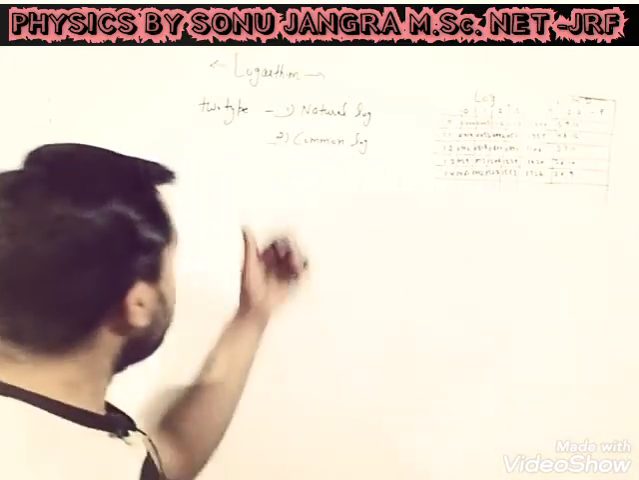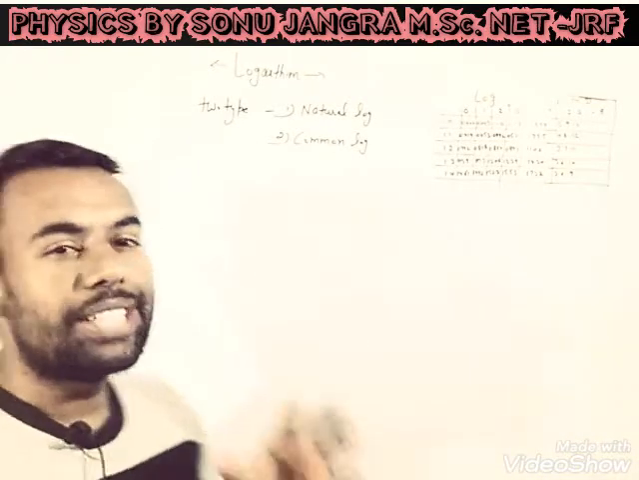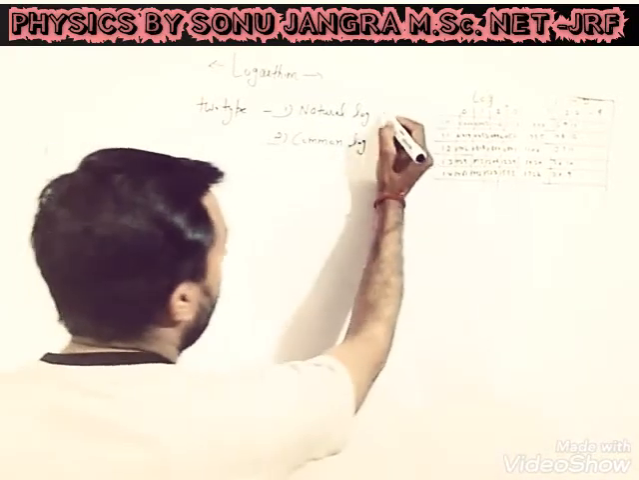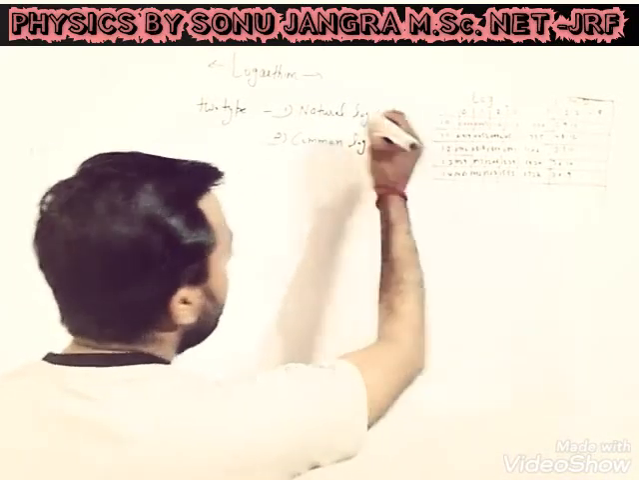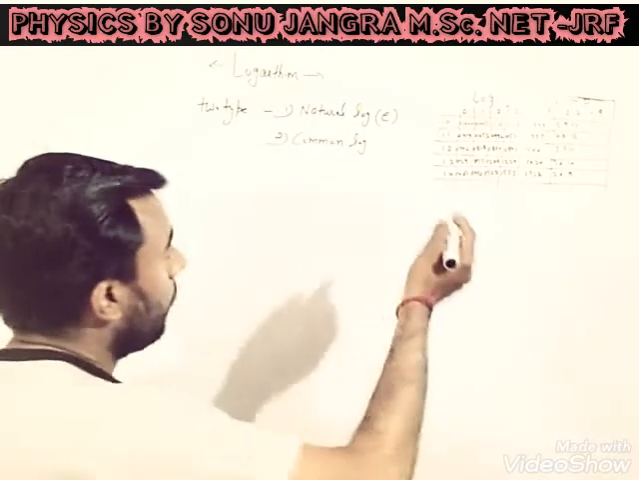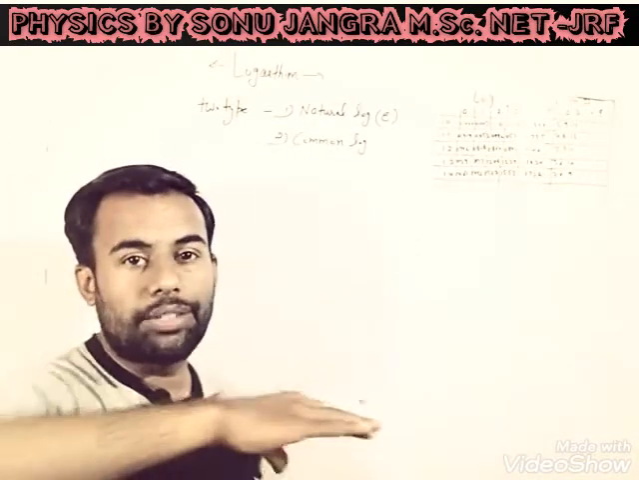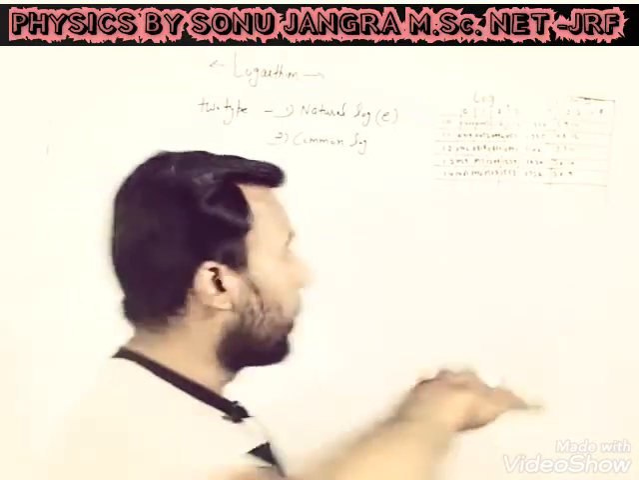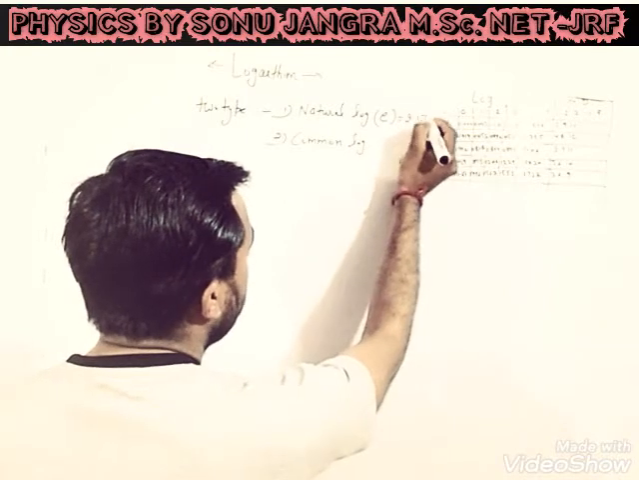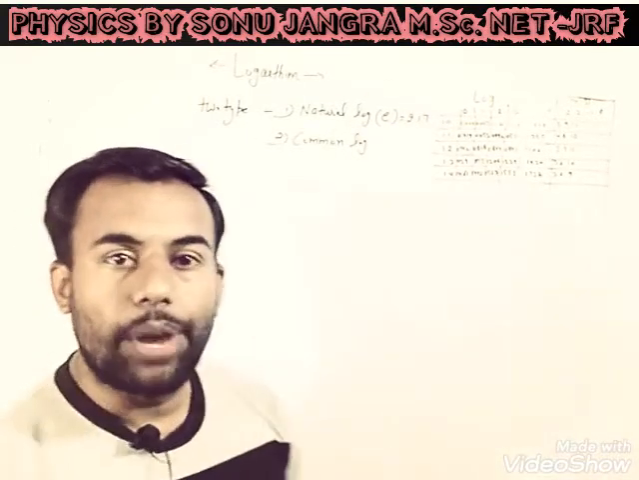So, what is the natural log? The natural log is a log which has a base of e. Okay, what do we mean by e? e is called the exponential function. So what is the value of e? e is considered as the base value, and e is a constant equal to 2.17. Okay, 2.17 is the value of e.